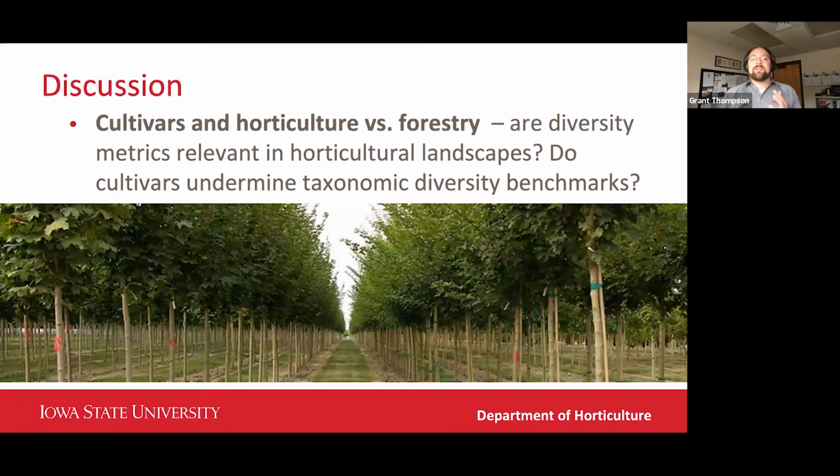I'll also think about that difference between cultivars and horticulture versus kind of the forestry-only, exclusive of cultivars mindset. And some of these diversity metrics don't really capture cultivars or diversity in a horticultural landscape. And it's possible that widespread usage of just a few cultivars may undermine some of this taxonomic diversity. That said, if we are diversifying in species, genera, and families, the effect of cultivars will probably be small but not negligible.